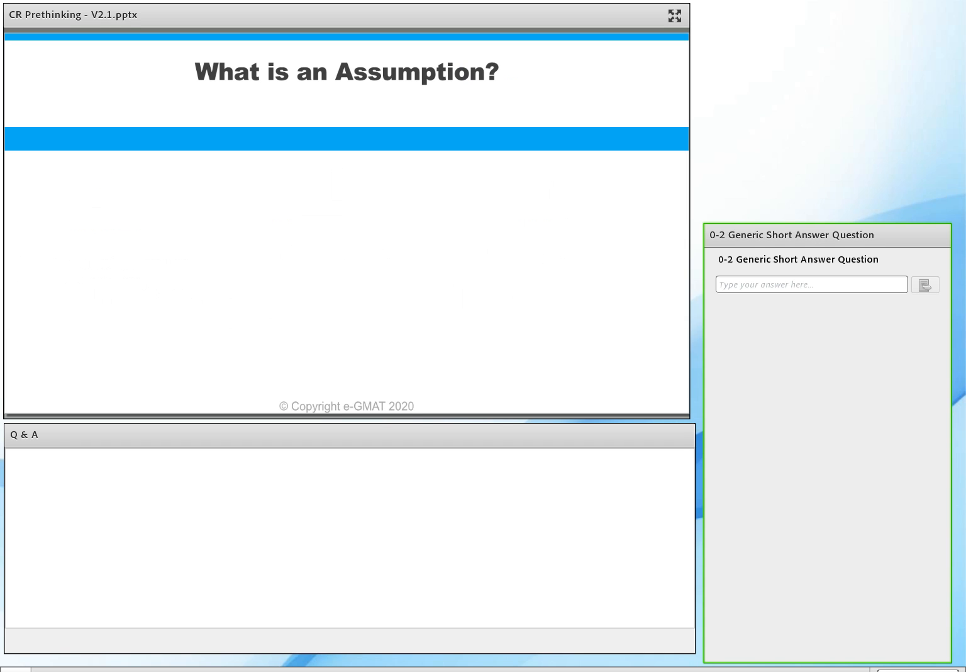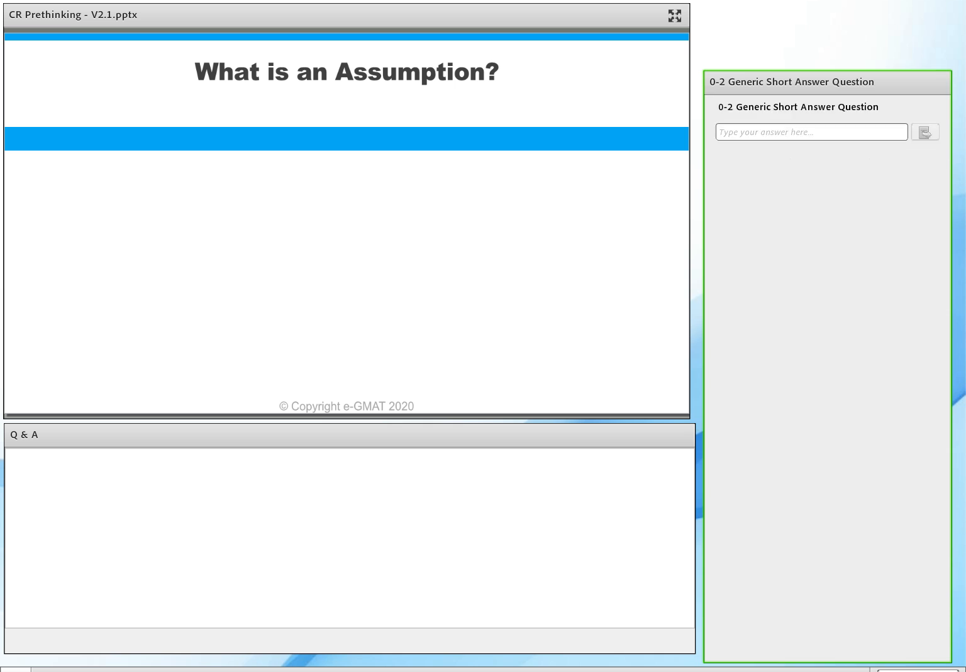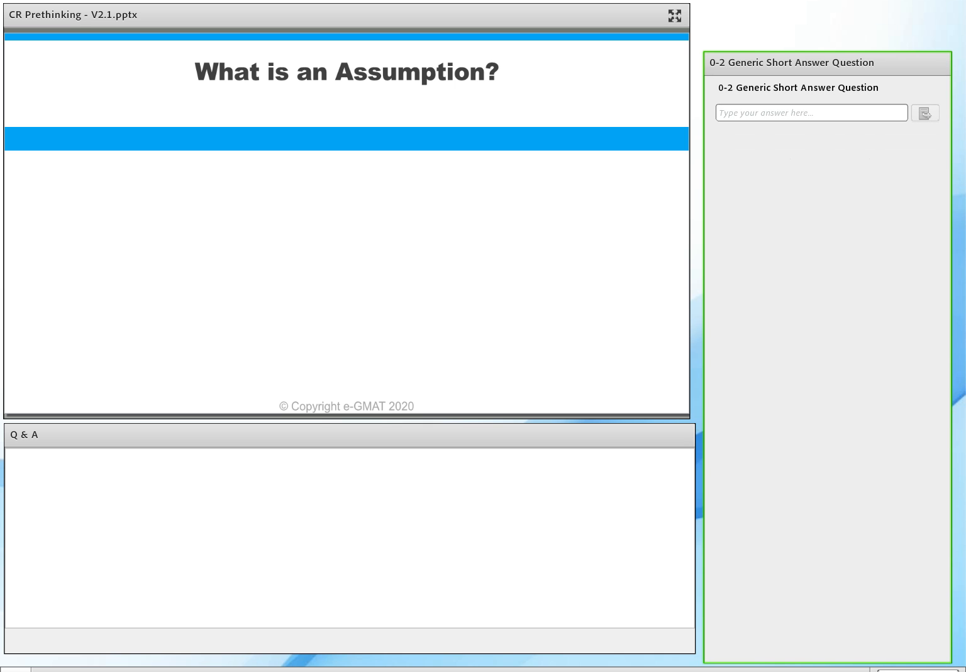Okay, with that, let's start having some fun now. I want to talk about what an assumption is, and to do that, I'm going to give you an argument which is very close to your heart. The purpose of giving you that argument is to tell you everyone can pre-think, because this argument is something that you visualize day in and day out. So if you can visualize it, you can come up with an assumption. Here's the argument. In the short answer pod, put in your answers. What do you think is the assumption here?